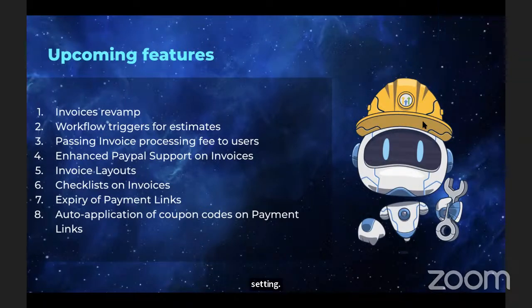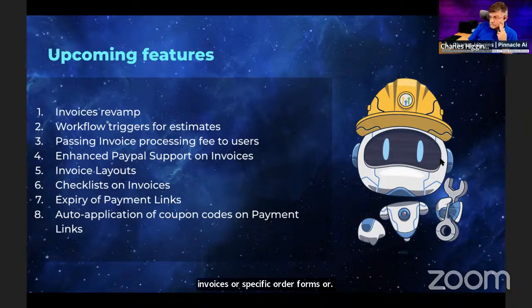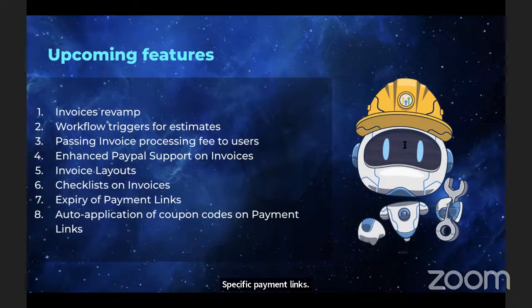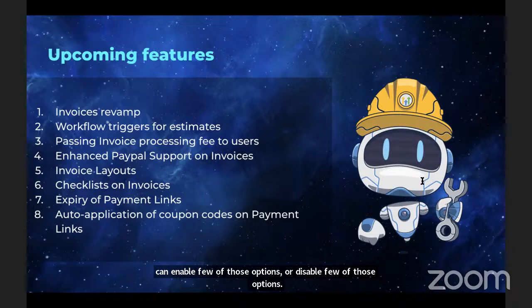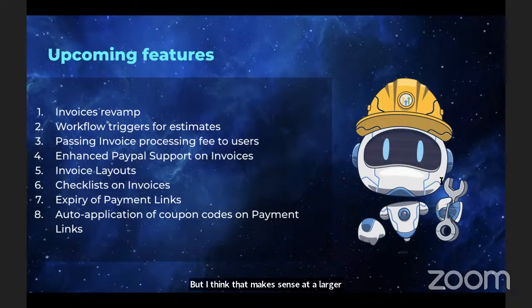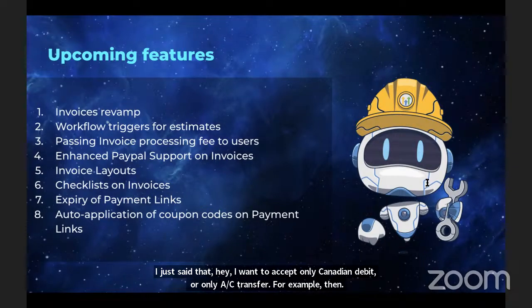Yeah, I think that kind of makes sense. As of today, the idea that we are going ahead with is that by default all payment methods are enabled, and according to specific channels, like let's say invoices or specific order forms or specific payment links, you can enable a few of those options or disable a few of those options. But I think that makes sense at a larger level also. If I just said that I want to accept only Canadian debit or only ACH transfer, for example, then I don't need to do that everywhere across the channel. I think that makes sense.